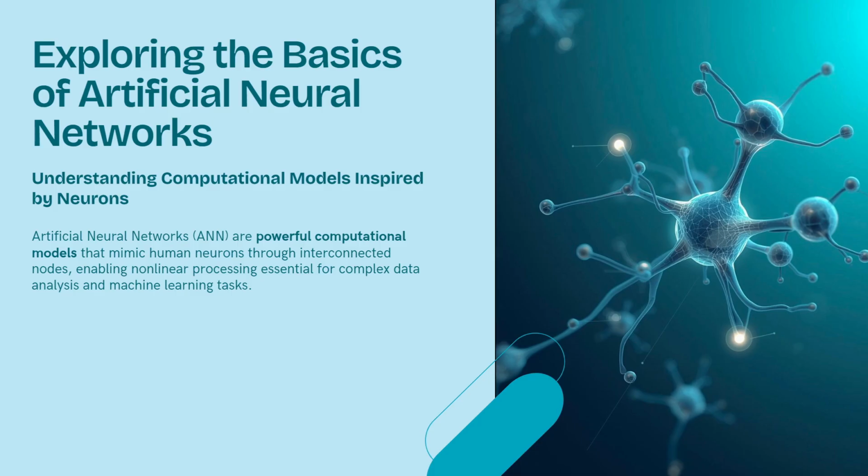In the early days of computing, machines followed a strict rule. If condition A happens, do action B. If condition C happens, do action D. Very rigid. But ANN changed this idea. Instead of following a fixed rule, ANN models learn from the data. They learn from images, sounds, text, numbers, almost everything.